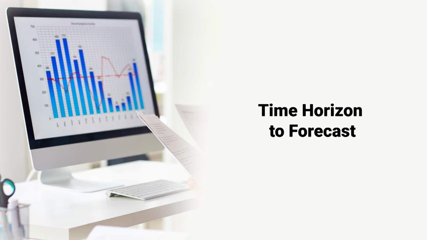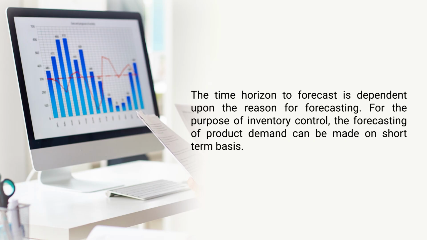Time horizon to forecast. There will be a time for forecast, meaning for a period we have to do the forecast. The time horizon is dependent on the reason for forecasting. What is the reason: production planning, facility planning, product demand? For the purpose of inventory control, forecasting of product demand can be made on a short term basis, for a week, a month, or 6 months.